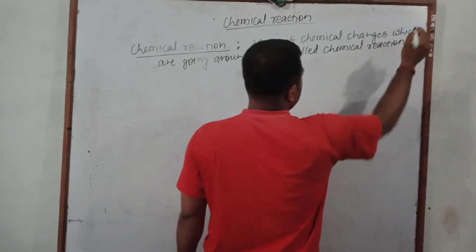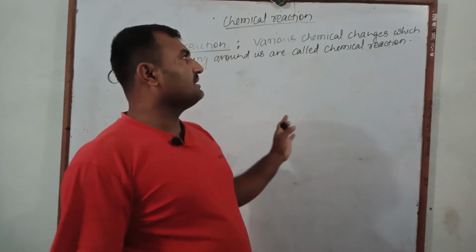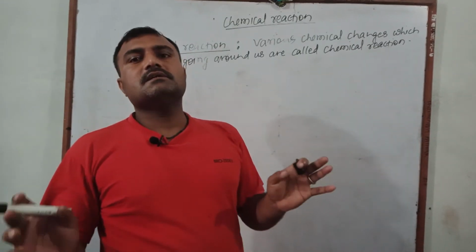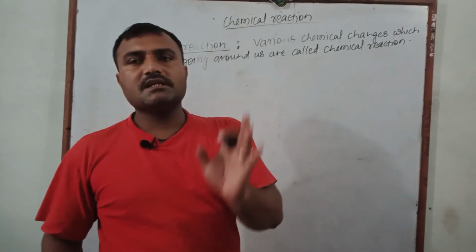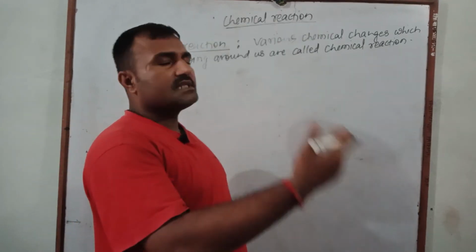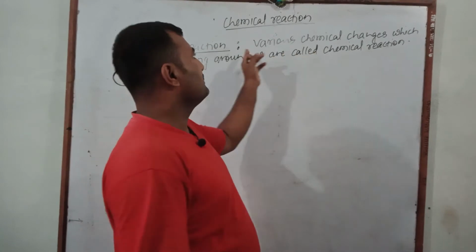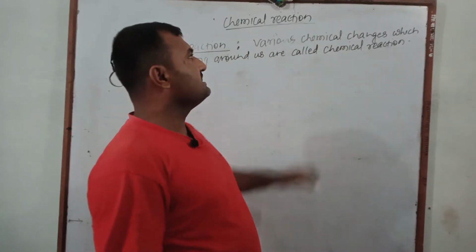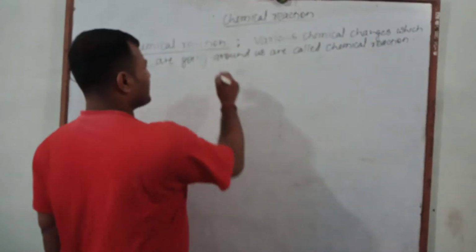Why? Because if there is a lack of chemical reaction, then it can't be called a chemical change. Chemical reaction is the main cause of chemical change. It causes chemical change to occur, and therefore we define all the chemical changes which are going on around us as chemical reactions.